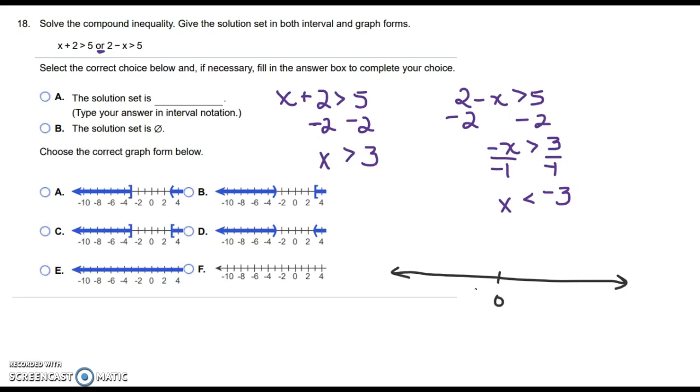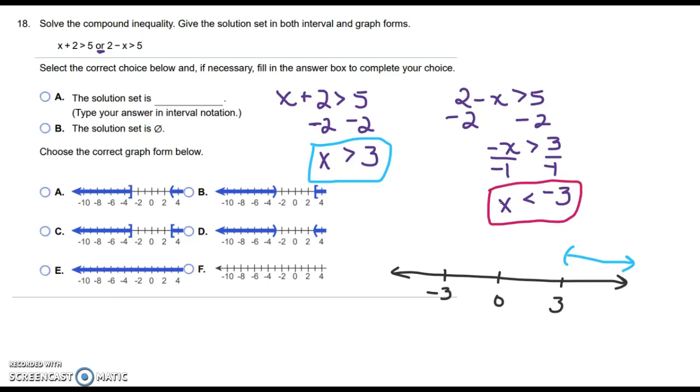0 in the middle. We have negative 3 over here. Positive 3 over here. Again, I recommend 2 different colors so you can really see what you're doing. X is greater than 3. Greater than 3 is to the right, with the parentheses, arrow to the right. And then the other inequality says that x is less than negative 3. So that's parentheses to the left, arrow to the left.